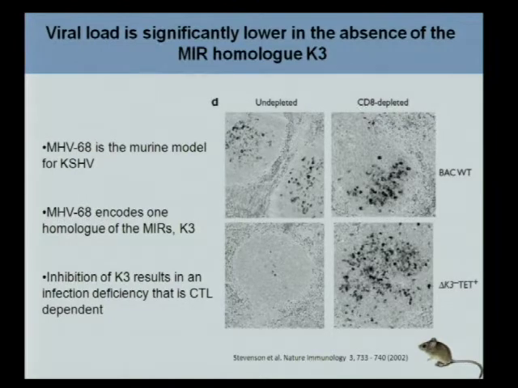So if we take a look, BALB/c mice were intranasally infected with bacterial artificial chromosome-derived virus, either wild-type virus up here or K3-deficient virus down here. Then the spleens were isolated 14 days post-infection to look for the ability of this virus to establish an infection. You can see through in situ hybridization that the wild-type virus is quite capable of colonizing the spleen, in contrast to the K3-deficient virus, where there's hardly any viral RNA present. And we know that this ability of the immune system to clear the K3-deficient virus is CD8-positive or CTL dependent, because if we deplete the CTLs in this animal, you can now see the virus is quite capable of establishing infection.